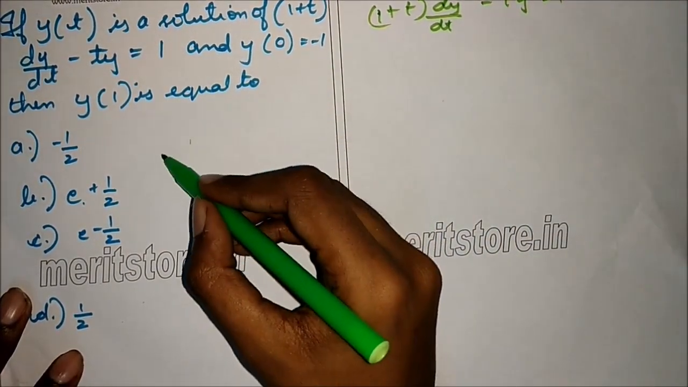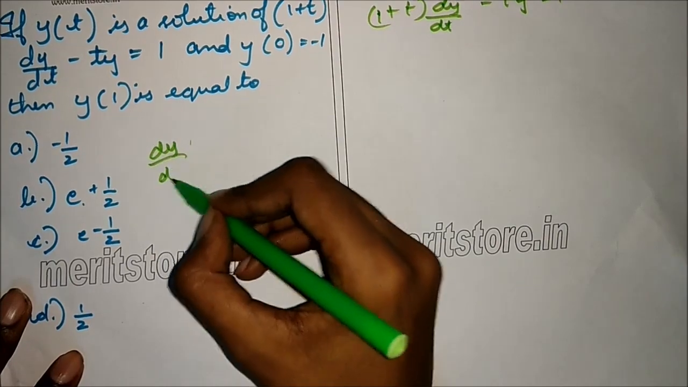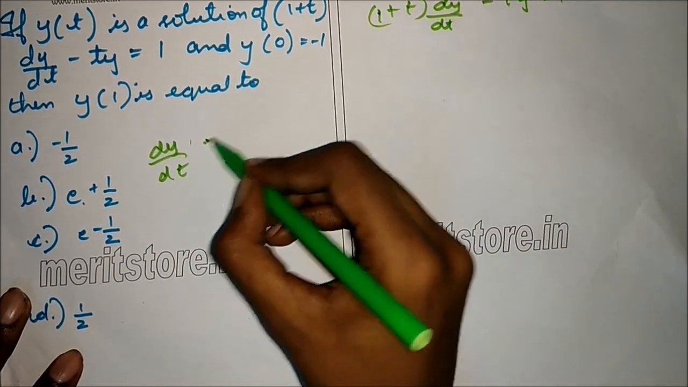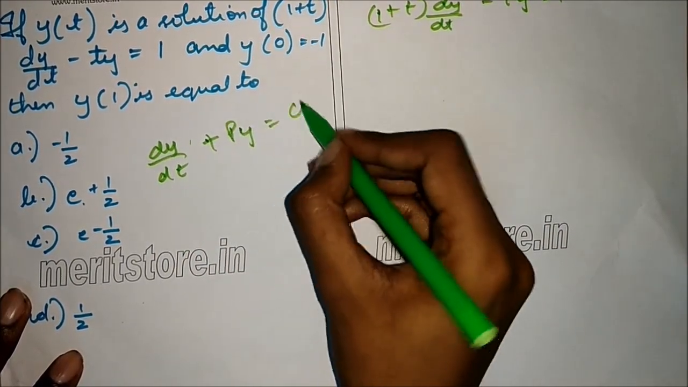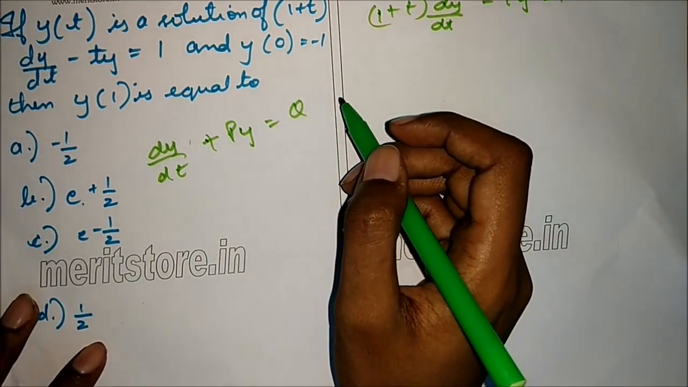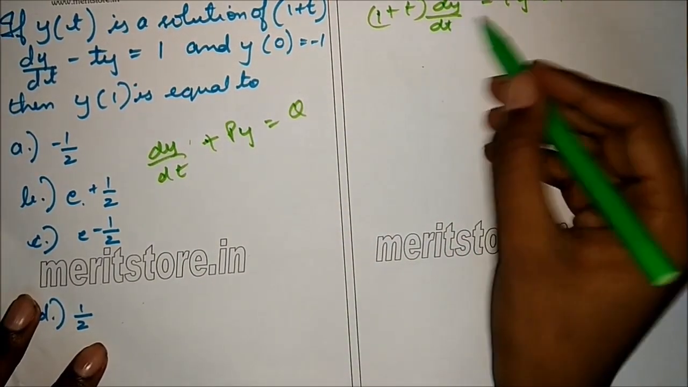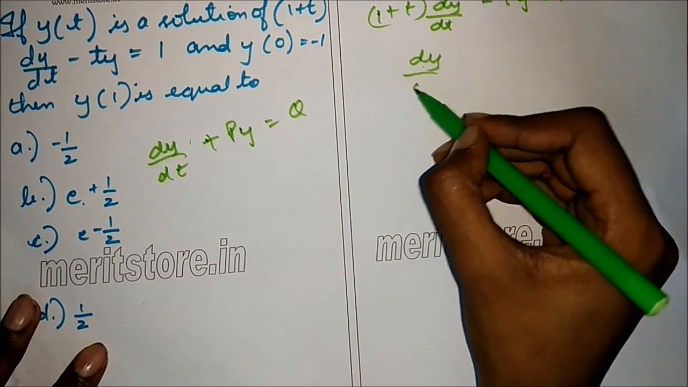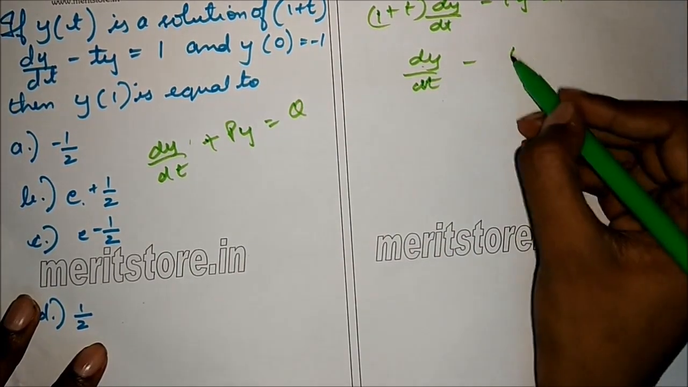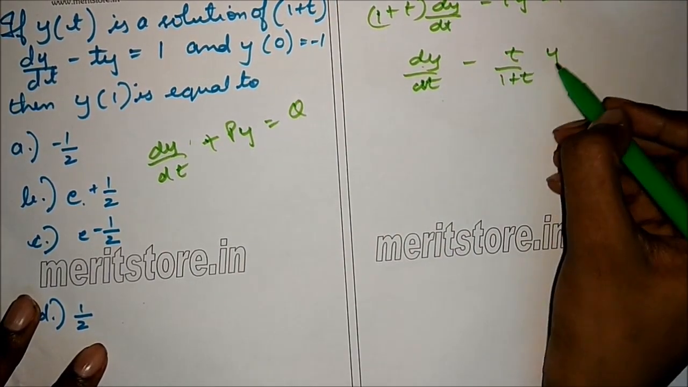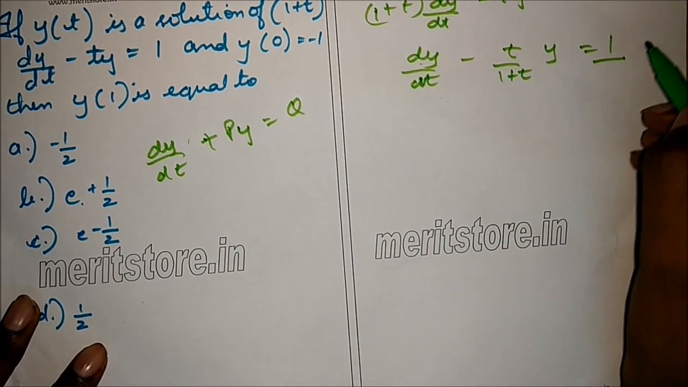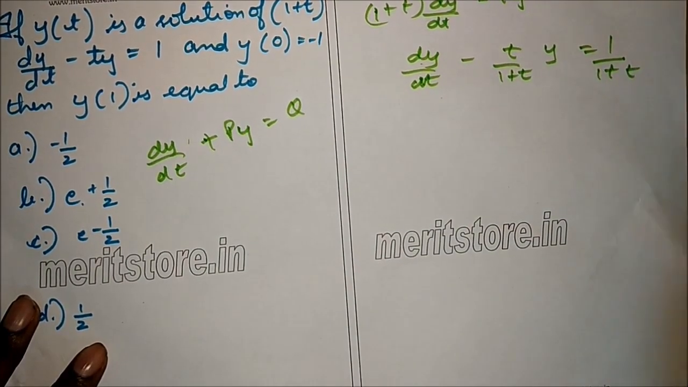We have to convert this in the form of dy by dt plus py equals q. So we divide through it by 1 plus t. So this will be dy by dt minus t upon 1 plus t into y equals 1 by 1 plus t.